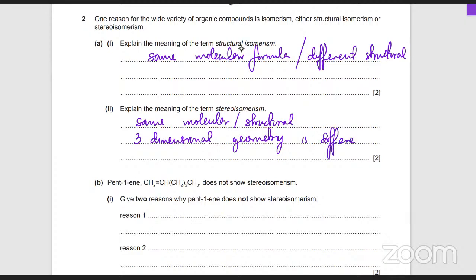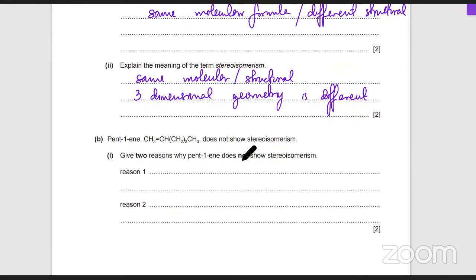So the three-dimensional geometry of the molecule is going to be different. अब अगला part है कि give two reasons why pent-1-ene does not show stereoisomerism. Two reasons. Tell me two reasons why a molecule does show stereoisomers. फिर एक तो अगर उसके में सिर्फ कार्बन कार्बन डबल बॉन्ड किसी एक के ऊपर भी है दो डिफरेंट ग्रुप्स हो और दूसरे में ऑप्टिकल सेंटर्स हो.